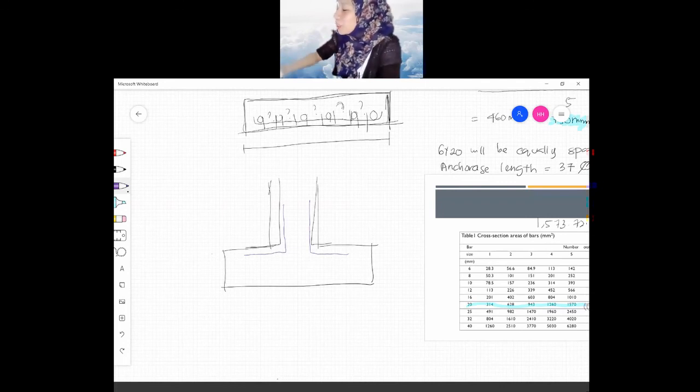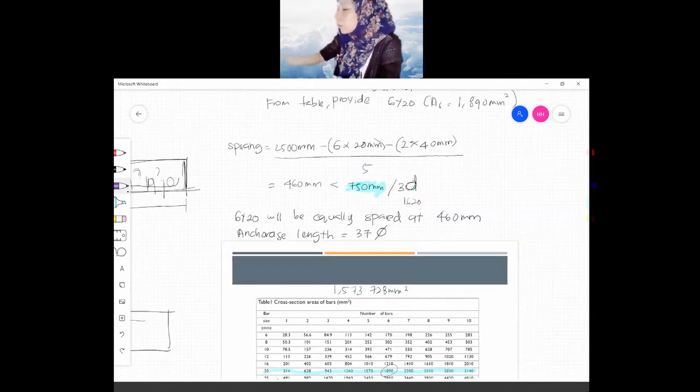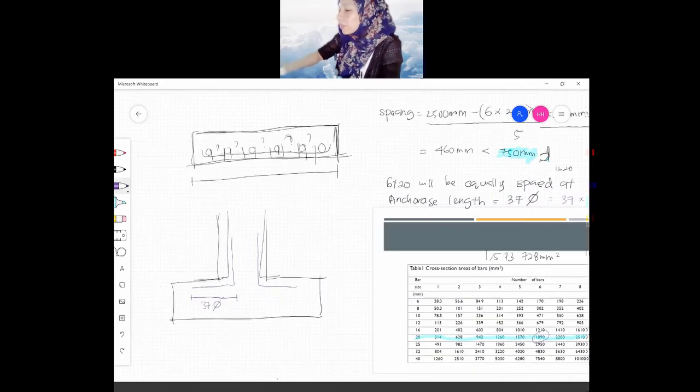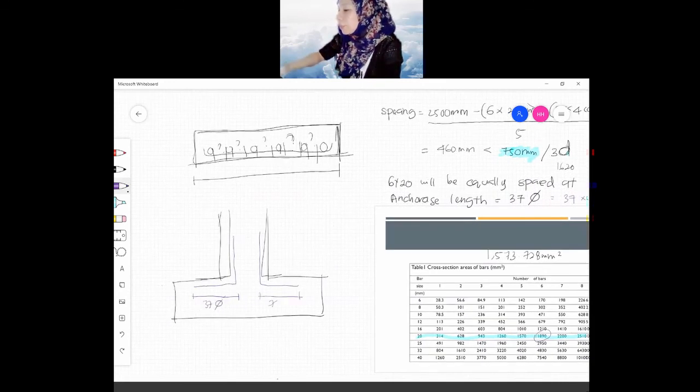So formula dia 37 times dengan diameter. Okay. So the diameter we know it is 20 mm. So you kira lah 37 times 20 mm. Okay, you akan dapat some values which is 740 mm. Okay, so we are done. So sebenarnya panjang ni 740 mm.